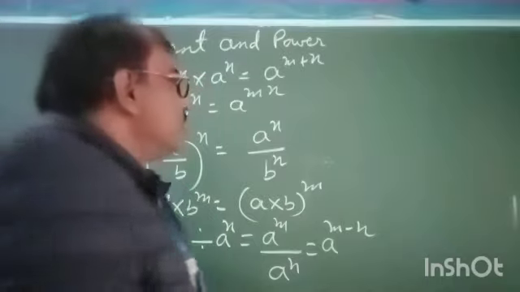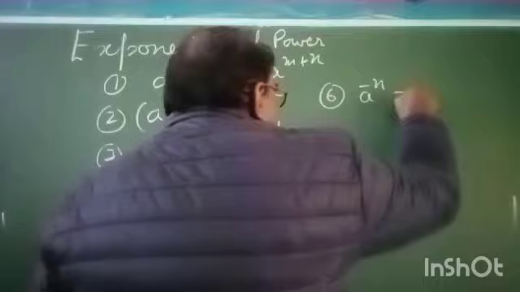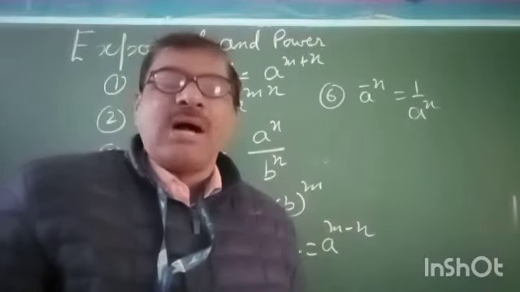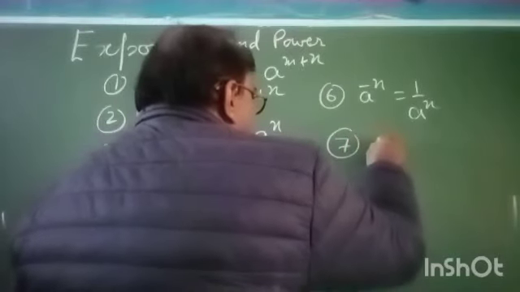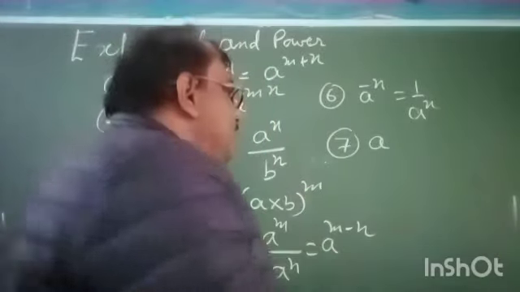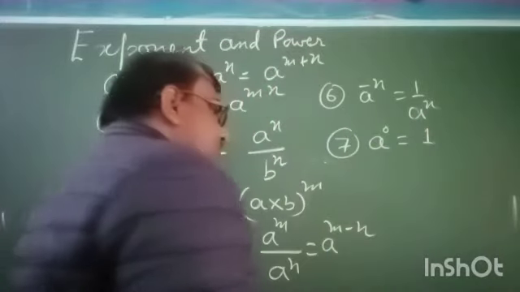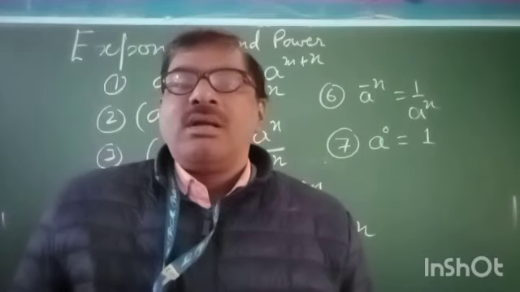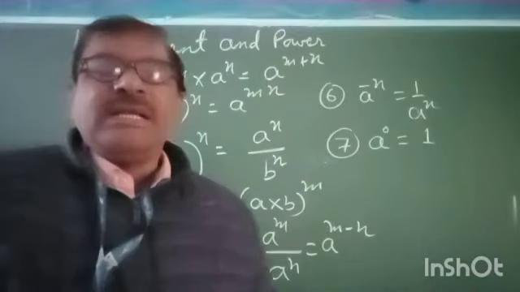Now the sixth law is a to the power minus m equals 1 upon a to the power m. Now the other one is, the power of any non-zero rational number is 0, then it will be equal to 1. This is the seventh law of exponent. So dear student, I hope that this is clear to you.